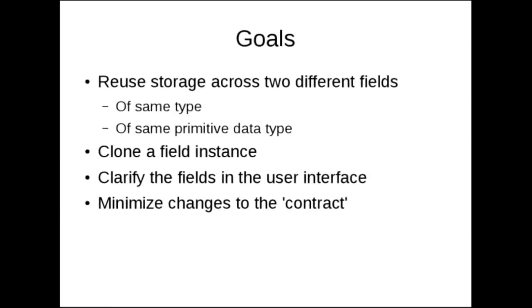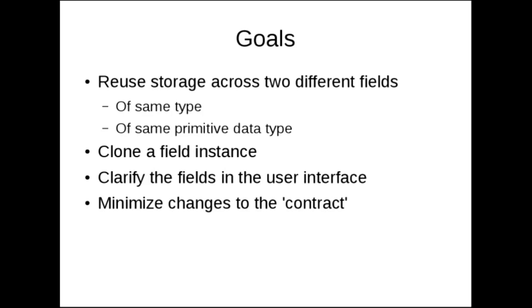So let's go back over this and see how we've done against our goals. We have shown the first one: we reused storage across two different fields. We have four of them, or the body and the rows, right? We've shown both of those where we've reused the storage, and they're of the same type. So we've done that particular thing. The second thing, this primitive data type, I'm not going to really touch on right at the moment. And we saw that we cloned the field instance. We got those field settings and all that stuff worked.